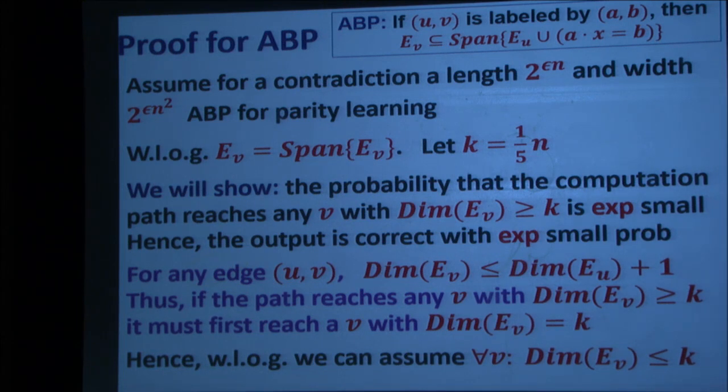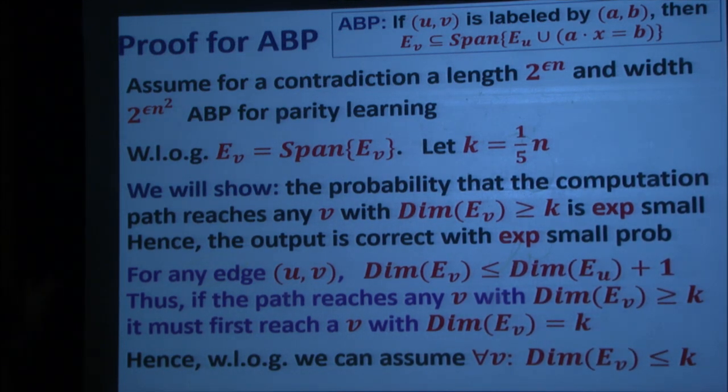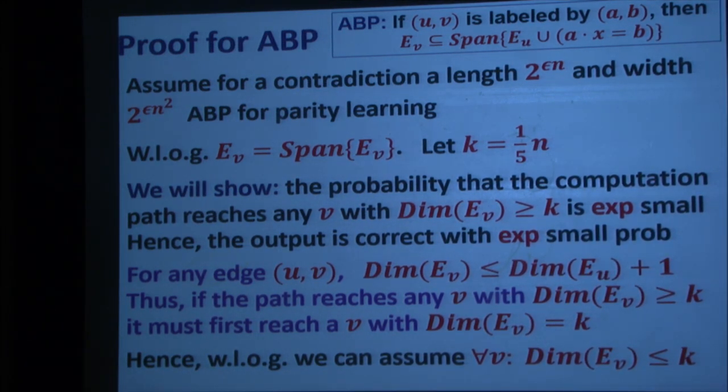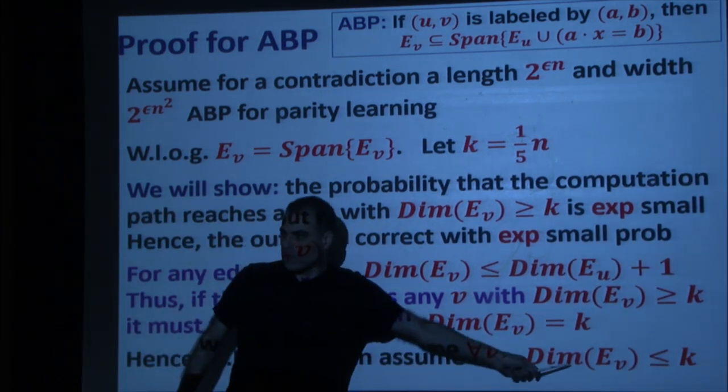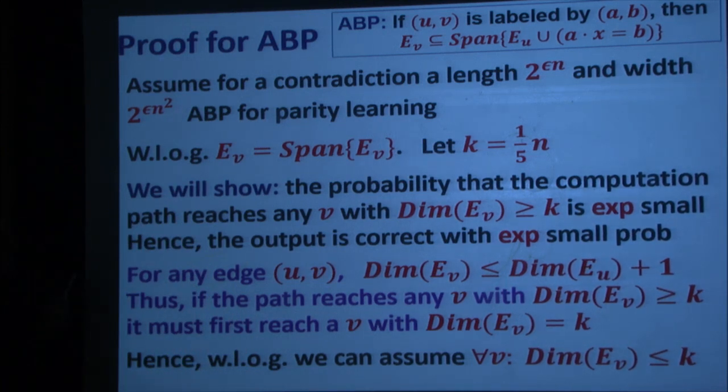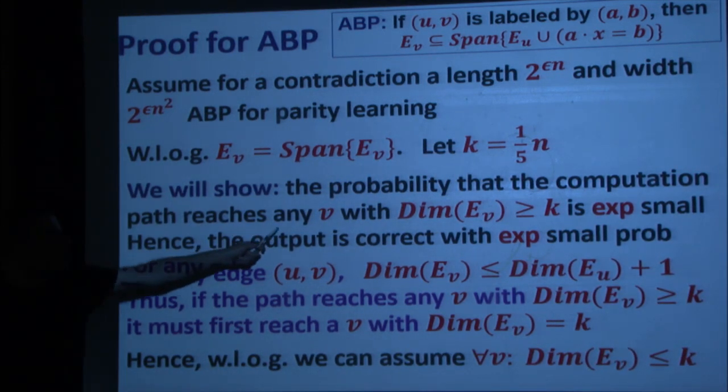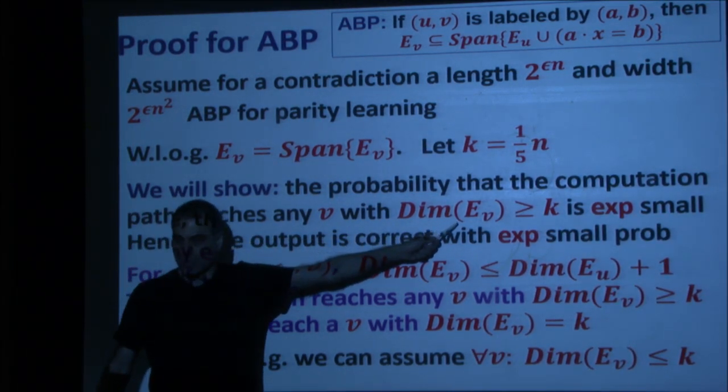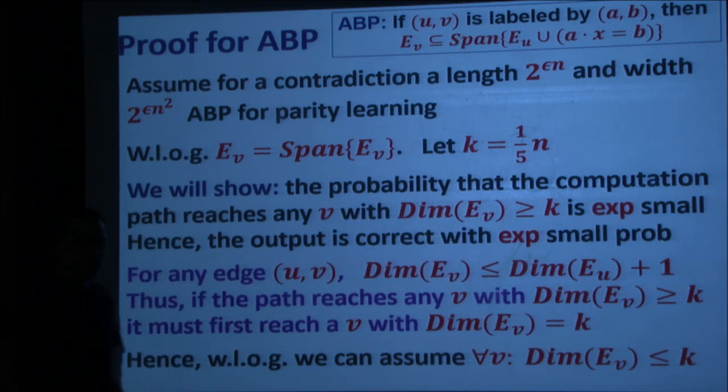Okay, so again, now all the vertices of the program are vertices with dimension smaller or equal K. But what we need to prove now is not that the program doesn't output the correct output, because this is clear now. What we need to prove is that the probability that we reach a vertex with dimension exactly K is exponentially small.